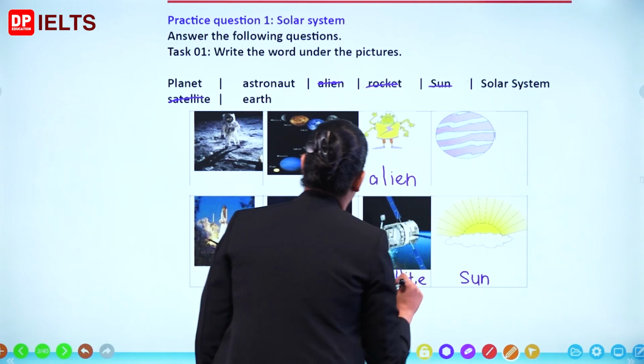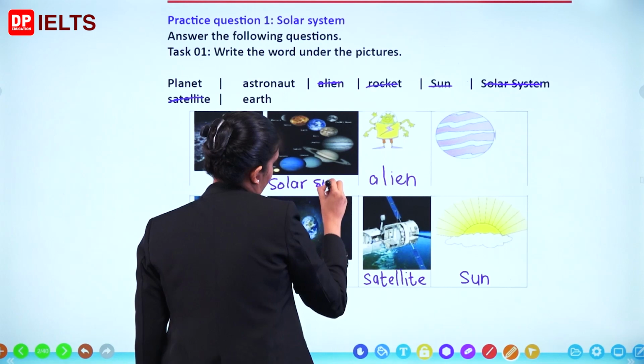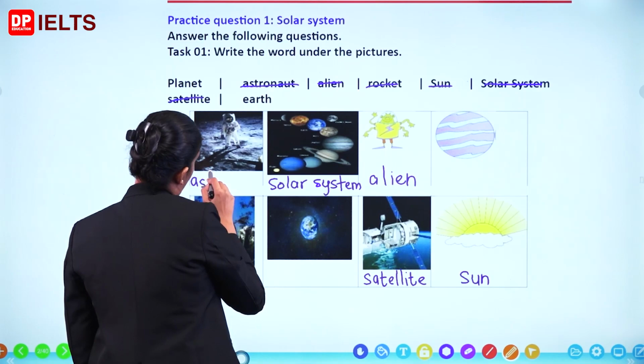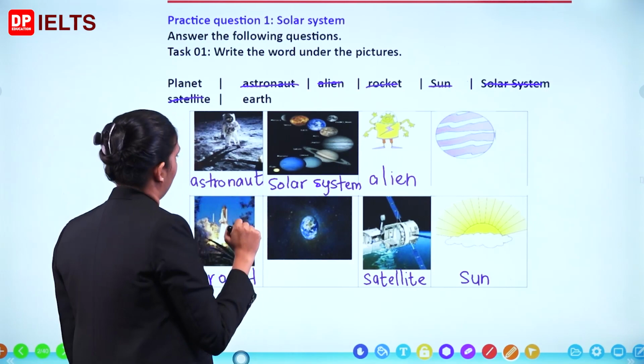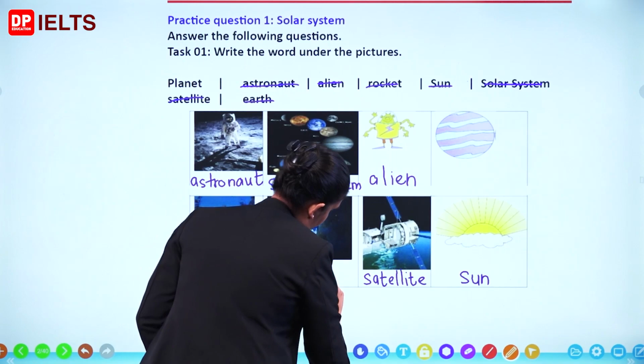This is the solar system. So you have your solar system. Then you have an astronaut. Astronaut, right? Then you have planet or earth. So this is earth. Planet.